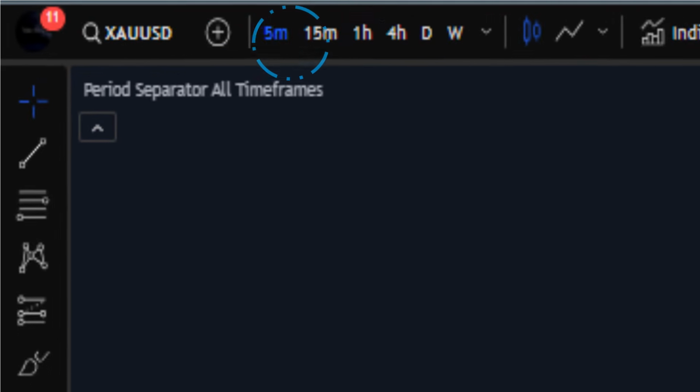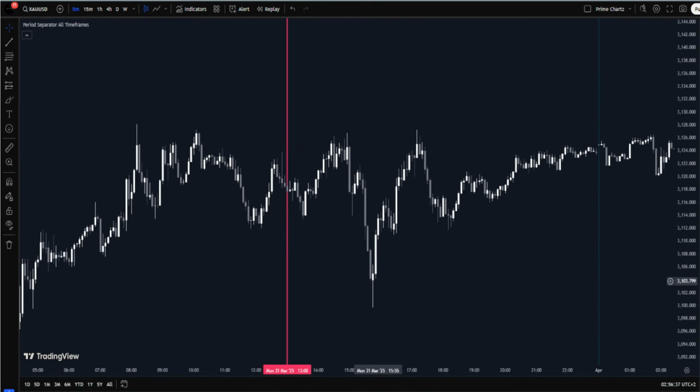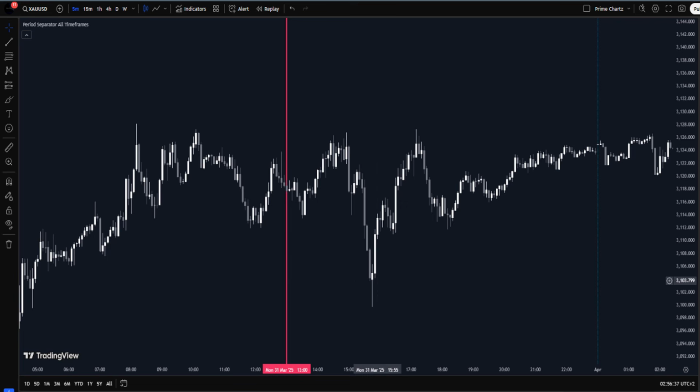So go ahead and switch your chart to the M5 timeframe. This is where all the action happens. It's where you'll identify setups, time your entries, and manage your trades. Anything higher than this, and you're not scalping, you're guessing.